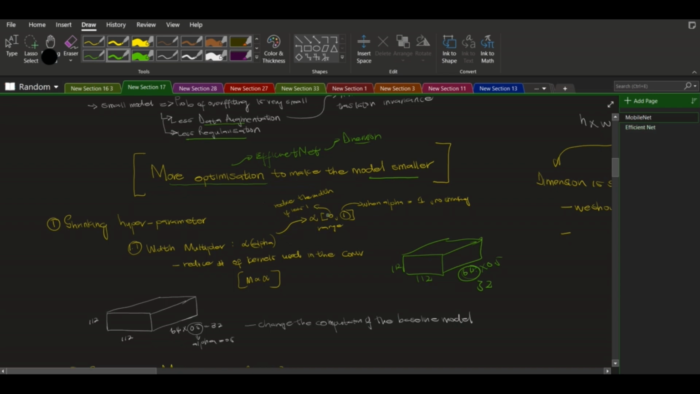So this alpha ranges from 0 to 1. When alpha is 1, no shrinking is required. But if it is between 0 and 0.9, then we reduce the width of the network. So yeah, that was that.